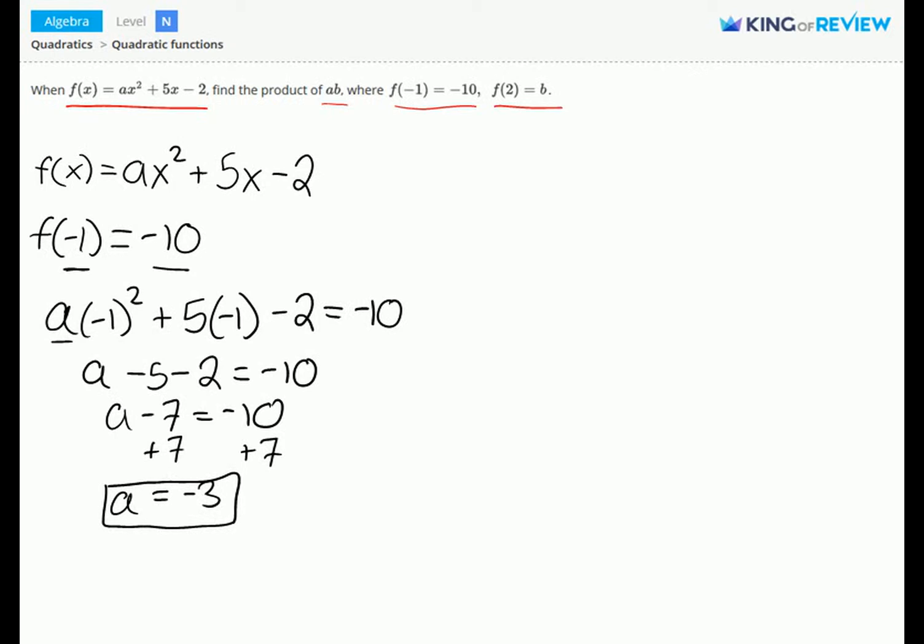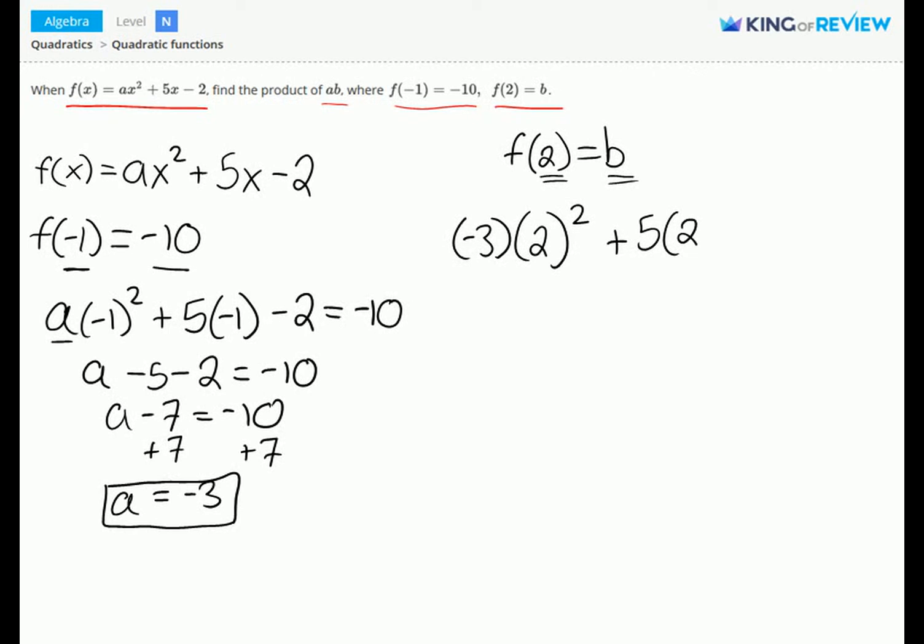Now let's look at our second input-output value. They've told us that f of 2 equals b. So if we plug in a 2 for x, we'll get an output, or y value, of b. So let's do that. We have ax squared. We already know what a is, so a is -3. X squared, in this case, our x value is 2, so we have -3 times 2 squared, plus 5x, so plus 5 times 2, minus 2 equals b.